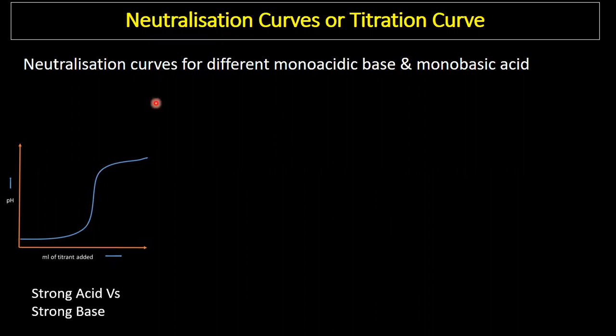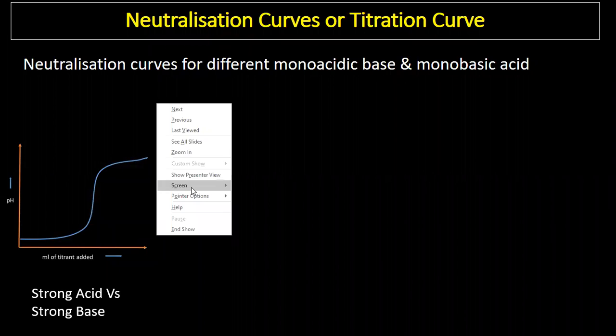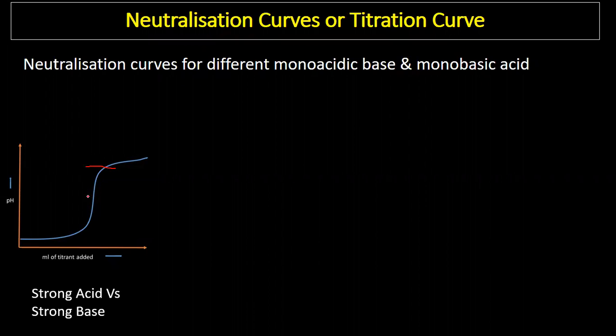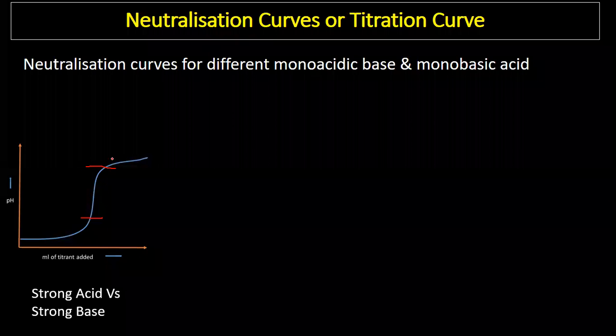Let me check whether it is a pen. Yes. Okay, so this point and this point, it is called the pH transition range.